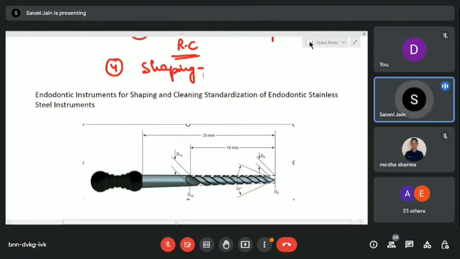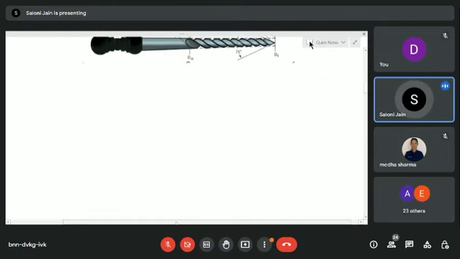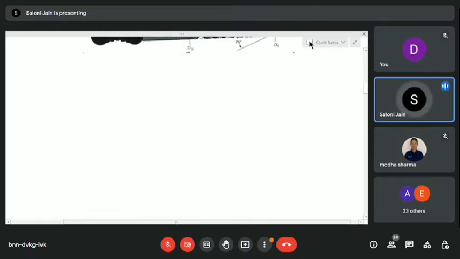The instrument you use, you should be aware of what is the pattern of the instrument, what is the design of the instruments that we use, because you're dealing in a very complicated area, a very narrow space. So knowing the basics of the instrument is very important. So there are some instrument standardization protocols here. Like we have 4 major protocols of instrument standardization.